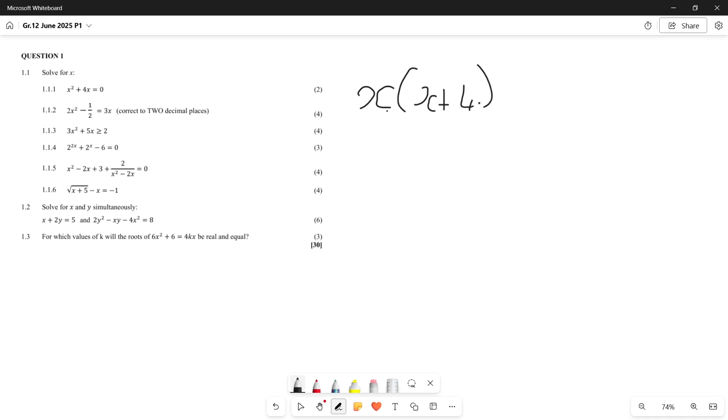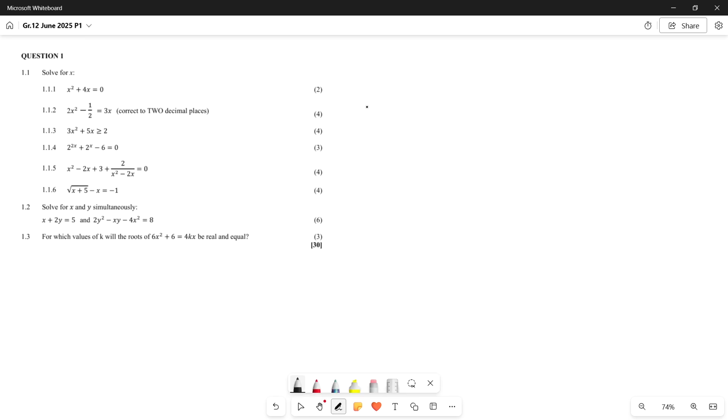We need to factorize. At this stage we have x in 2 places. x equals 0 for this first value here, and then x equals -4 for the second value over here. Cool. So with that, we have just earned 2 marks.